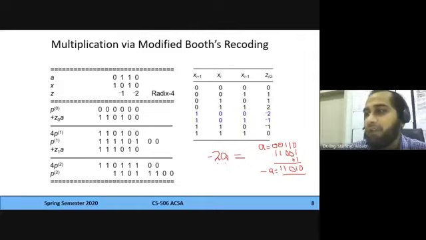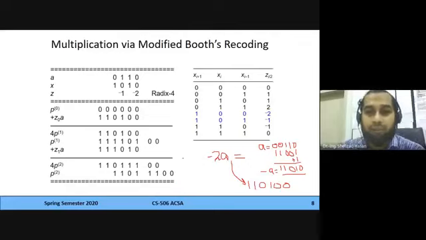And we need minus 2 of A, so you just have to shift it to the left once more. So this becomes 1 1 0 1 0 0. This becomes then minus 2 of A, because this is A.